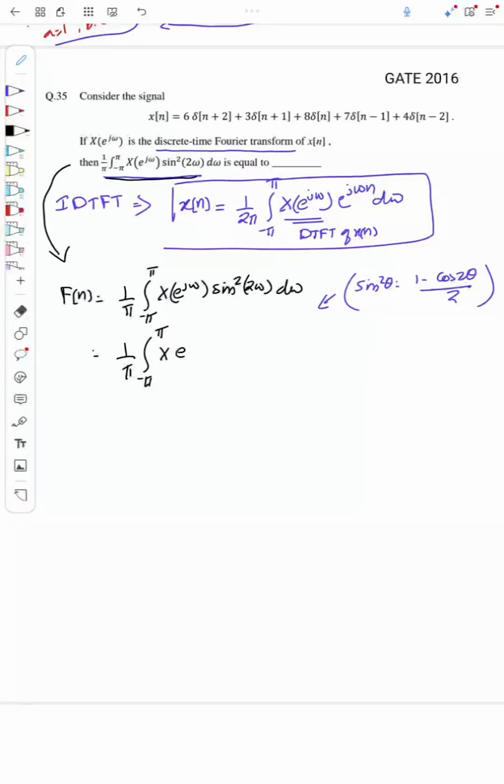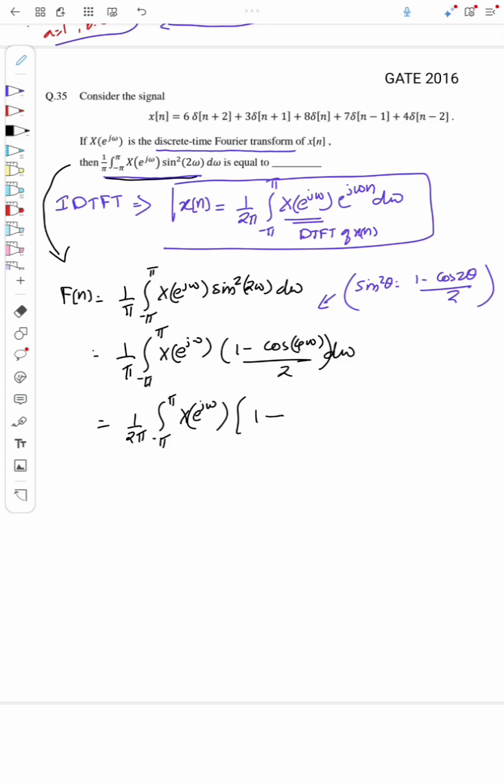And we will expand this. So X(e^{jω}) into sin²θ is actually (1 − cos 2θ)/2. Here θ is 2ω, so it will be cos 4ω, divided by 2, dω. I'll take this 2 outside. So (1/2π) ∫ from −π to π of X(e^{jω}) into (1 − cos 4ω) dω. Again, this cos 4ω I can expand in terms of exponentials, as (e^{j4ω} + e^{−j4ω})/2, because e^{jθ} is cos θ + j sin θ, right?